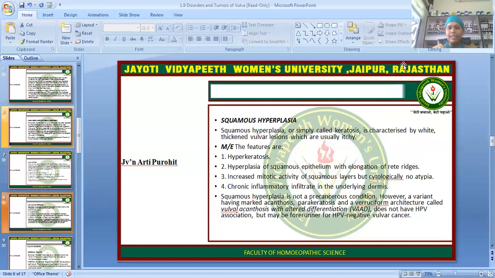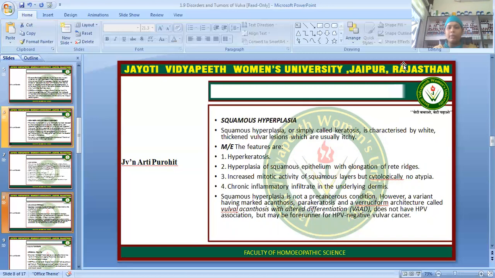The second condition is squamous hyperplasia. This is simply called keratosis. It's characterized by white thickened vulval lesions which are usually itching. Microscopic examination shows hyperkeratosis, hyperplasia of squamous epithelium with elongation of the rete ridges, increased mitotic activity of the squamous layer but cytologically no atypia, and chronic inflammatory infiltrate in the underlying dermis.